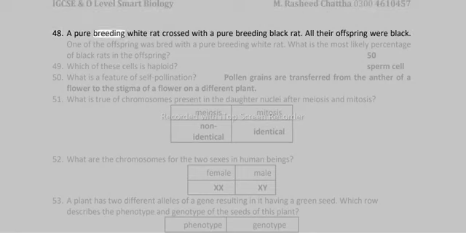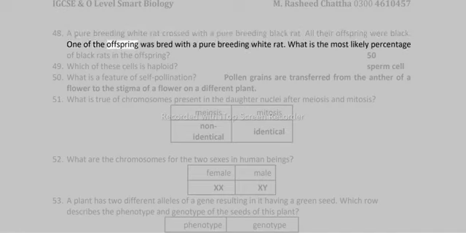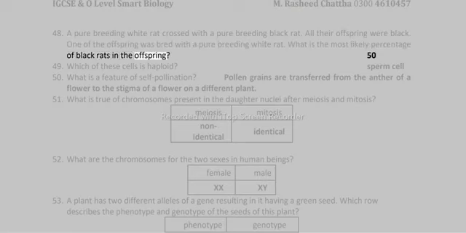48. A pure-breeding white rat crossed with a pure-breeding black rat. All their offspring were black. One of the offspring was bred with a pure-breeding white rat. What is the most likely percentage of black rats in the offspring? 50%. 49. Which of these cells is haploid?